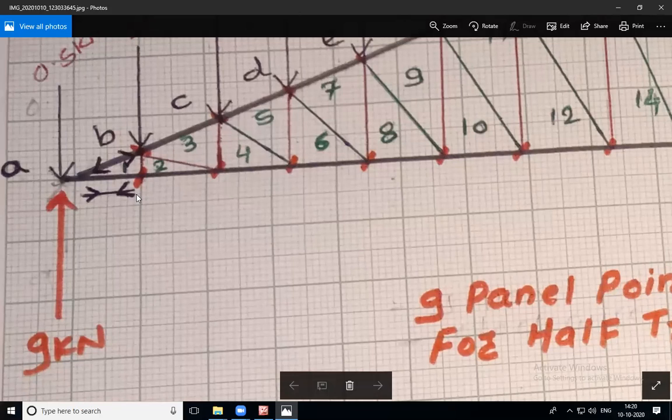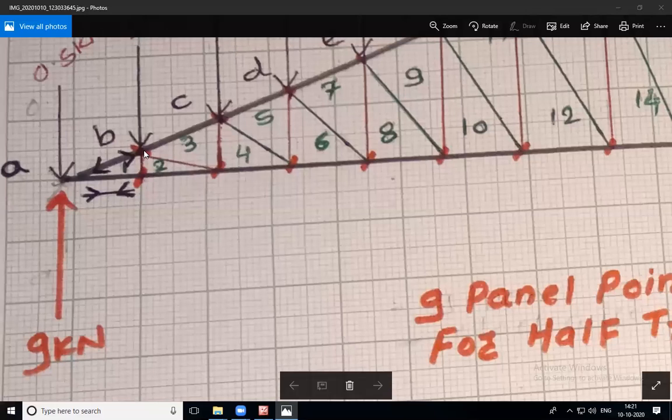Now similarly we are moving to the next, that is joint B. Our joint A is completed. Now start joint B. Now starting with joint B, our previous member is known. Now start with the B, C3 member.